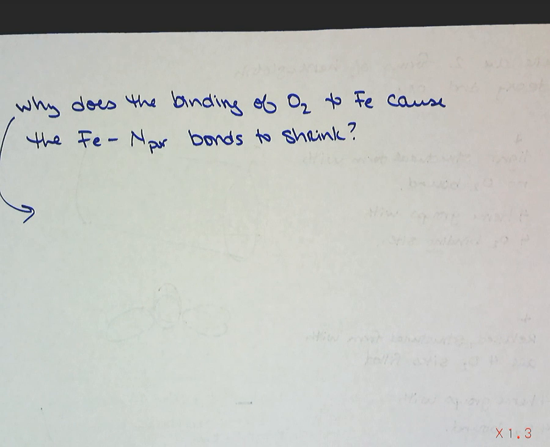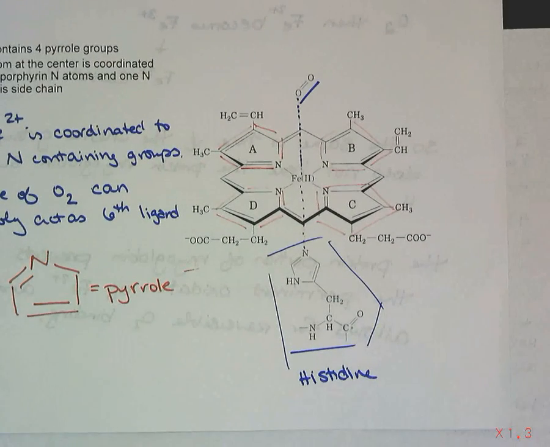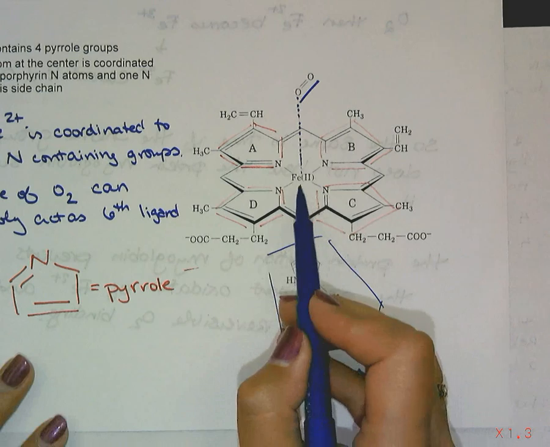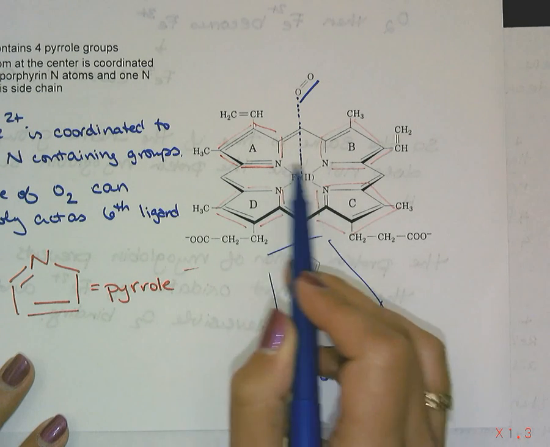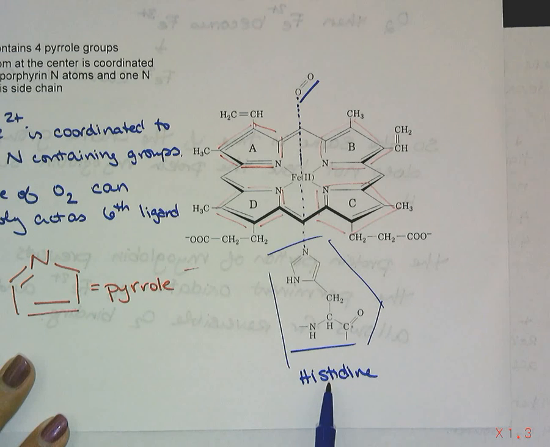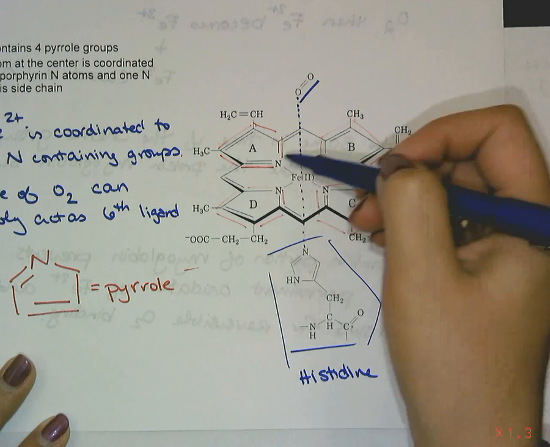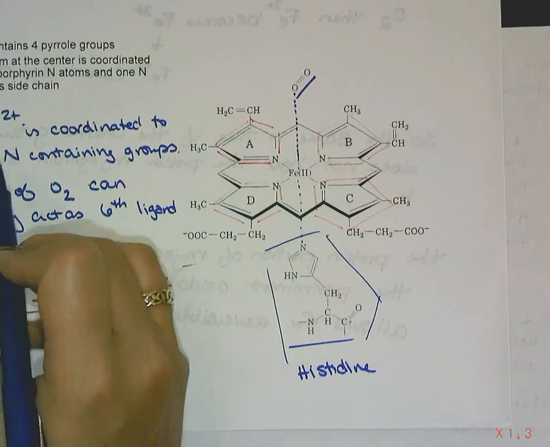So we had our picture. Here it is. All right, here's our heme group. A typical iron has the four porphyrin rings, four nitrogens attached to it, and the one histidine group over here. So typically it has five nitrogen-containing groups bound to it.